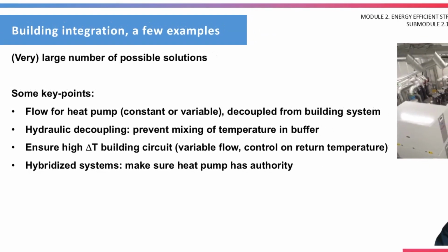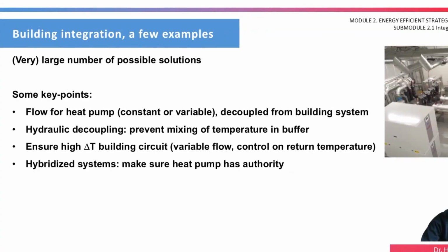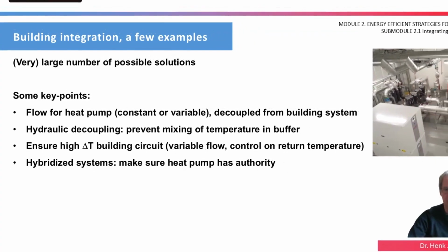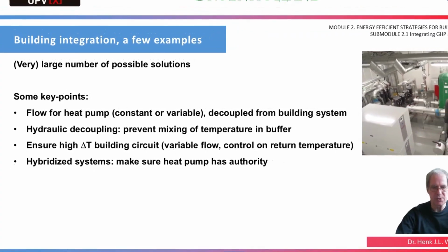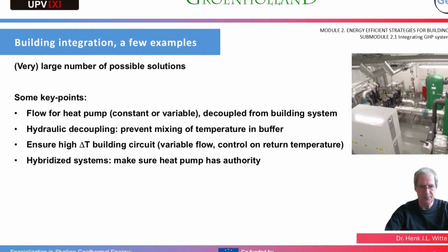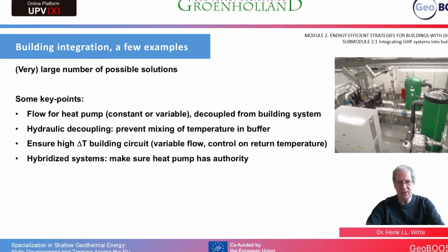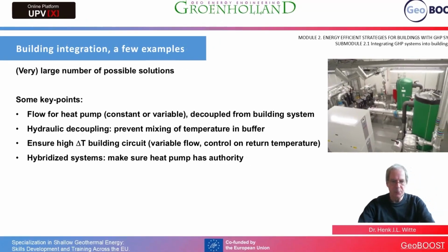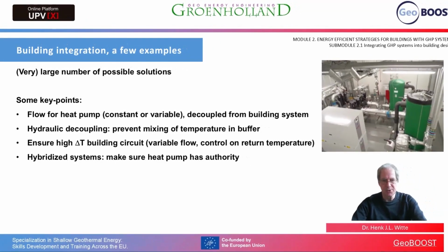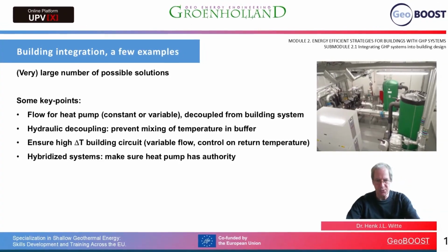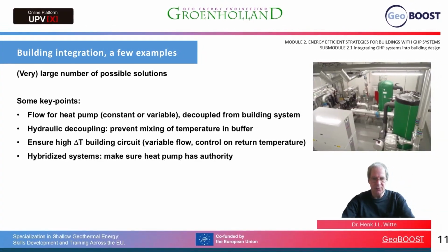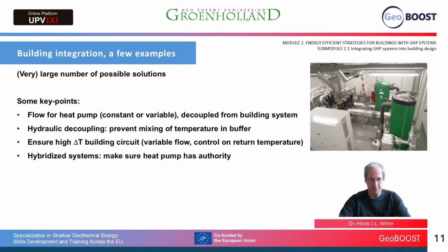So we need to decouple the heat pump system from the building system, hydraulically decouple those two systems so that each can have their own flow rate. If we have decoupling, we usually have a buffer tank or a low-loss header. We want to prevent mixing there as much as possible because mixing of temperature destroys the temperature quality and reduces the efficiency of the system.